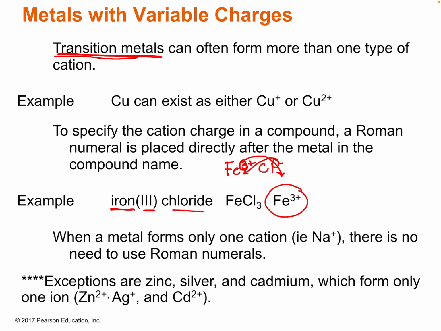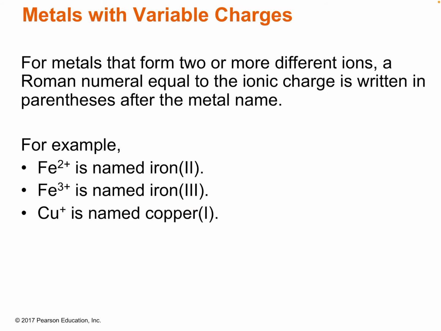Okay, the exceptions to the transition metals are going to be zinc, silver, and cadmium. So I want you to memorize these three. They are the only three transition metals that you need to memorize. So it's zinc, silver, and cadmium, and they only form one charge. So zinc will always be a 2+, silver will always be a 1+, and cadmium will always be a 2+. So those three I want you to know. Otherwise, if you come across a transition metal, assume that it makes more than one charge, and you're going to need to have a Roman numeral.